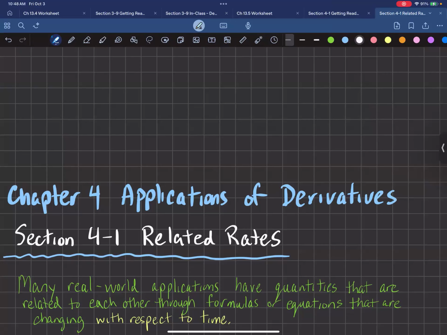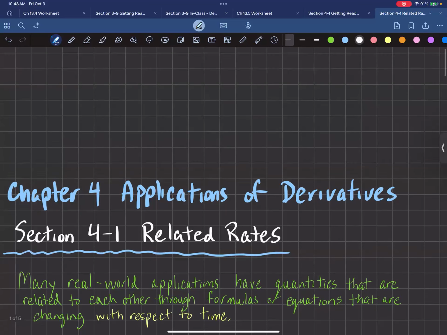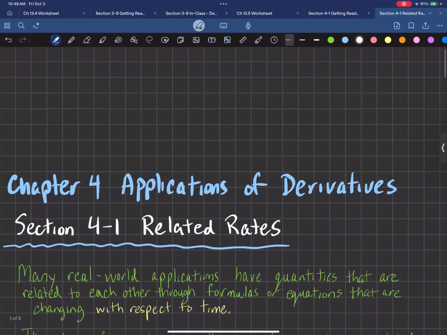Chapter 4 is on applications of derivatives. The first section is on a very, very good topic that a lot of students find challenging, but it is an excellent topic. It's called related rates. Many real-world applications have quantities that are related to each other through formulas or equations that are changing with respect to time.